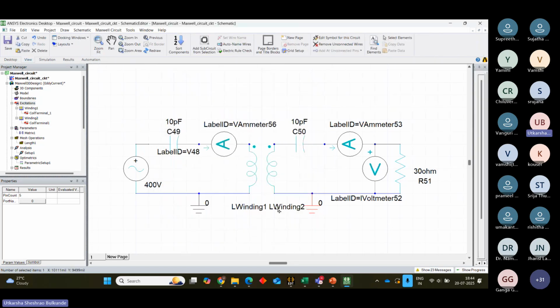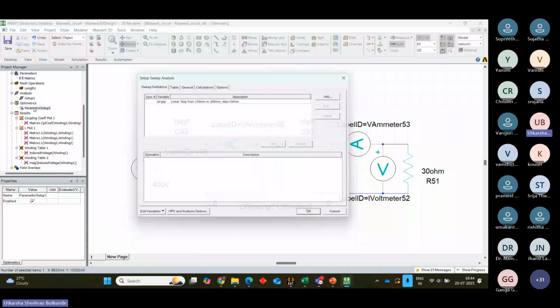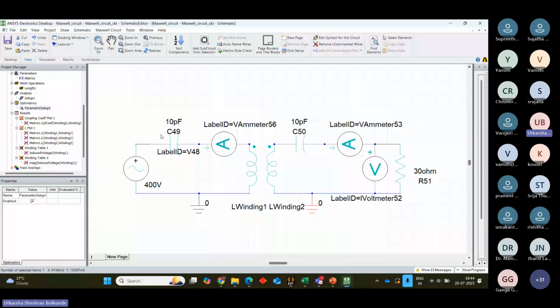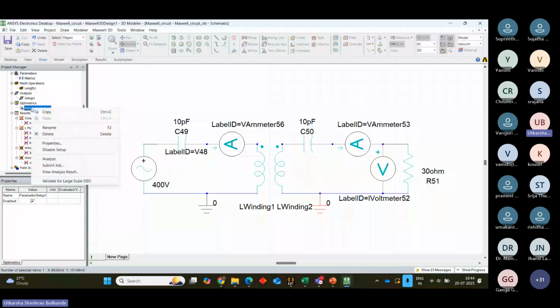But I told you, for now the value of this capacitor we have not given. Why? Because we have to run it once to know what my inductance value is. Depending on that only, we will give our capacitor value. So for just setting the value of capacitor, don't do the parametric study. Just disable it for now.